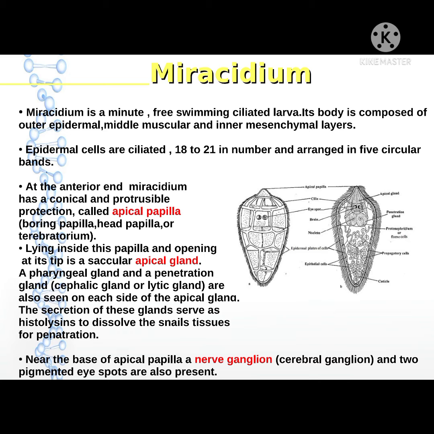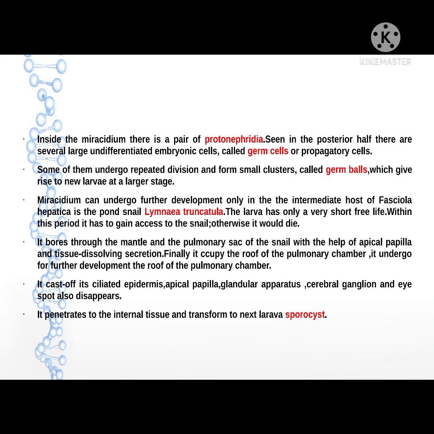Near the base of the apical papilla, a nerve ganglion or cerebral ganglion and 2 pigmented eye spots are also present. Inside the miracidium, there is a pair of protonephridia. Seen in the posterior half, there are several large undifferentiated embryonic cells called germ cells or propagatory cells. Some of them undergo repeated division and form small clusters called germ balls, which give rise to new larvae at a larger stage.